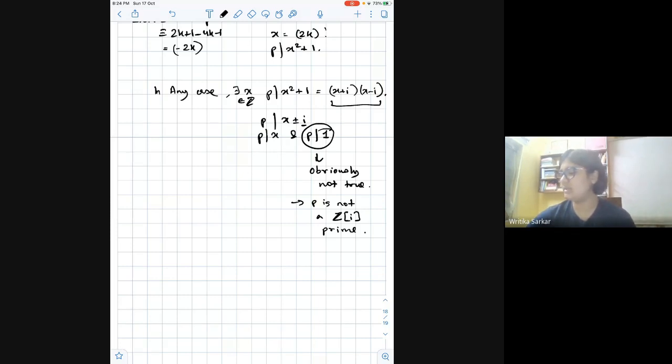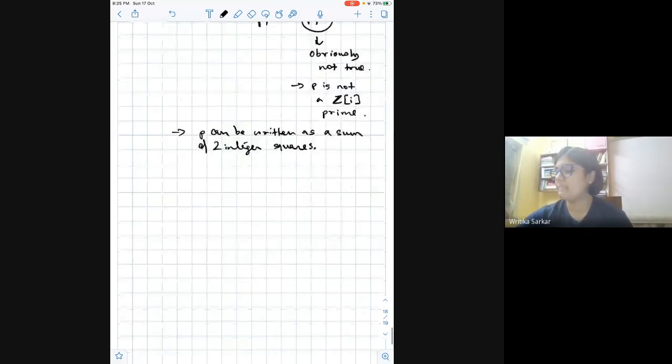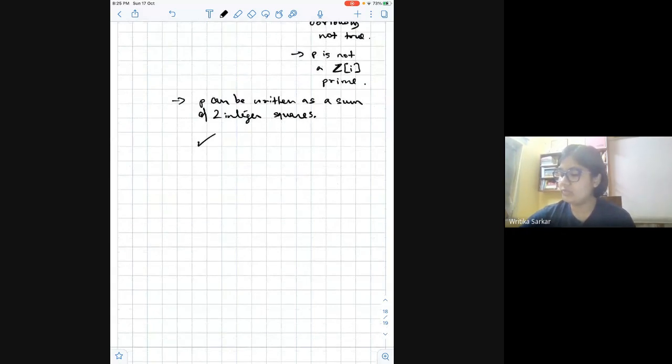So p cannot be a Gaussian prime, which actually means that p can be written as a sum of two integer squares. And this actually proves the Christmas theorem.